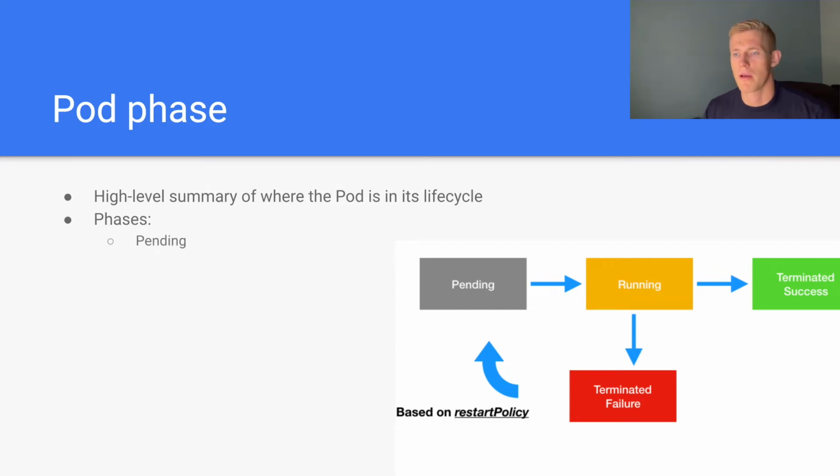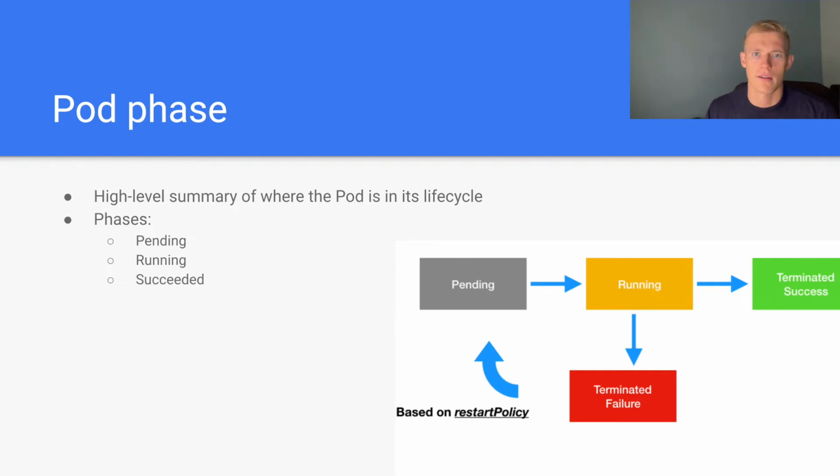The first one is pending. This is when a pod has been accepted, but it is not ready to run its containers. So for example, we could still be scheduling the pod, or the container could be downloading or something like that. The second is running. This is when at least one of the containers is in a running state or is restarting. The next is succeeded.